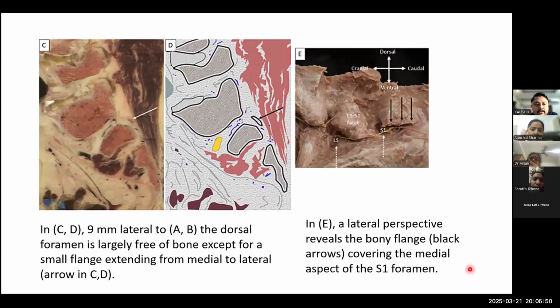Now, in the subsequent images, they have gone 9 mm lateral to the previous images, and as can be seen, the flange now has been exposed as only a small chunk of bone overlying the foramen, and the same has been shown in image E, which is a photo of a dissected specimen and a lateral perspective image. It reveals the bony flange, which has been highlighted by the black arrows, and this covers the medial aspect of the S1 foramen over here.